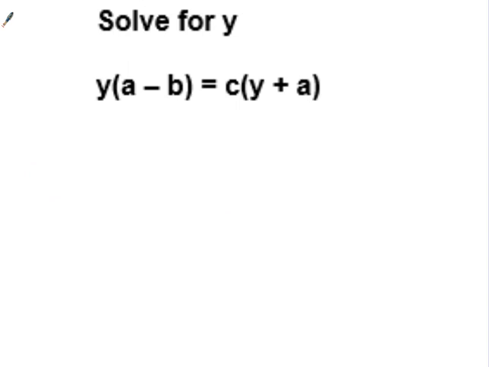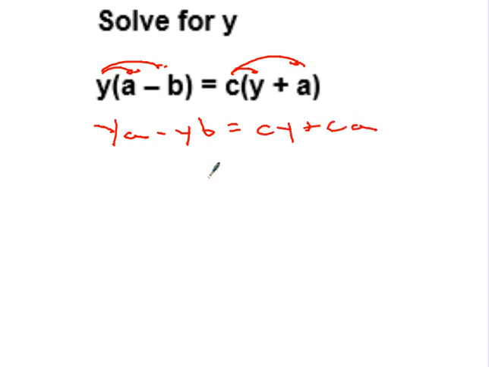So the first thing I'm going to do here is use the distributive property, because I have y inside parentheses over here and y outside of parentheses. So let's distribute so we don't have them right now. So I have y times a minus y times b equals c times y, plus c times a. When I distributed, I did y times a. I don't know what the y or the a is, so I'm just going to write that down as ya. That's y times a. yb is y times b. cy, ca. So I'm just writing it out.